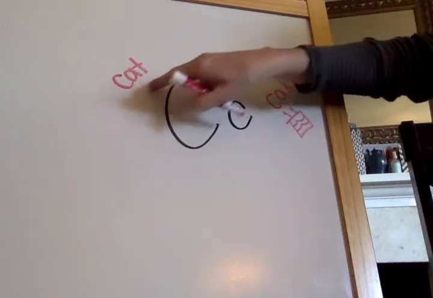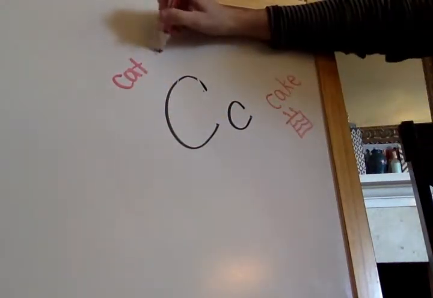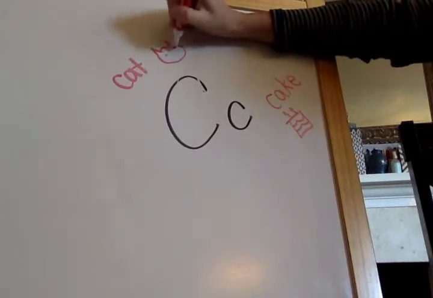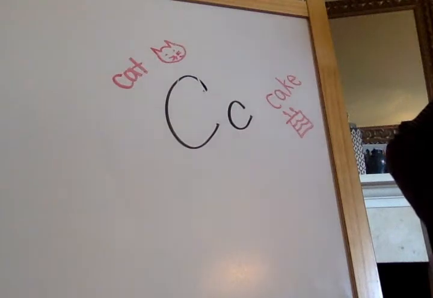C-A-T, cat. C is also for cat. So I'm drawing my cat here, and I have his whiskers. Cat. What else is C for?